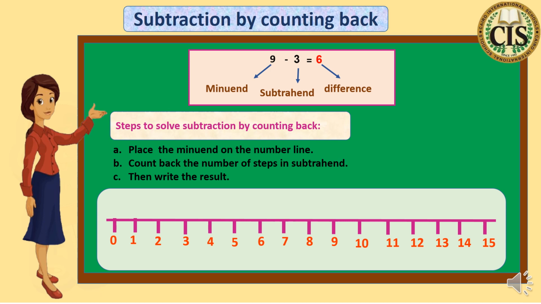The first step, place the minuend on the number line. The minuend here is 9. So we will mark 9 in the number line. Then count back the number of steps in subtrahend. We have 3. So we will count back 3 steps. We are at 9 and we will count back 3 steps. The first step, we reach 8, 7, then 6. And stop, because we will count back 3 steps only. So the result will be equals to 6.